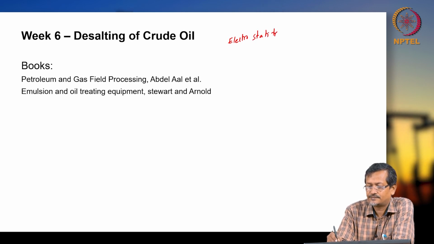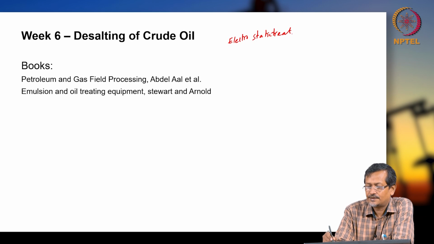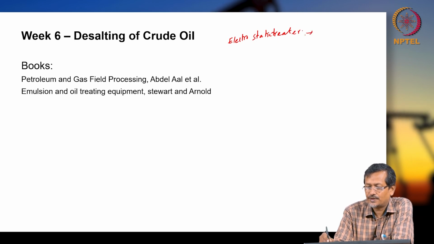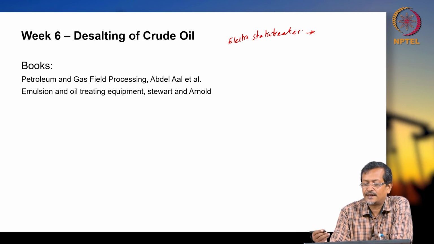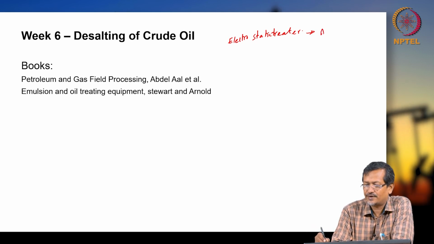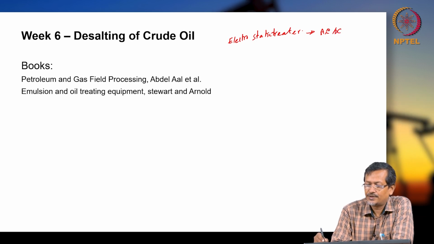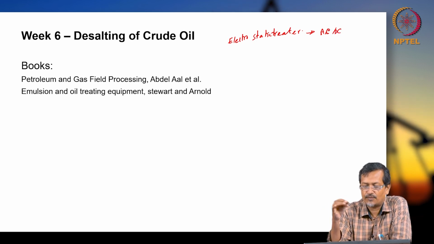So electrostatic treater, what does it do? It will be destabilizing the emulsion. In an electrostatic treater, we apply high voltage AC or DC, and using this we try to separate water particles from oil.